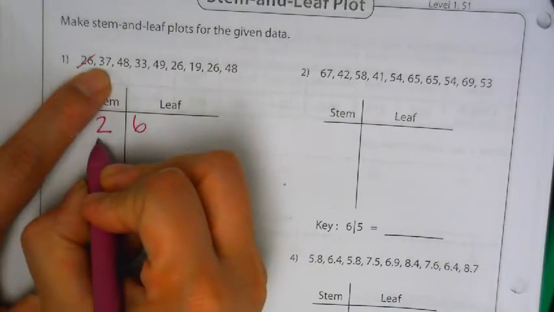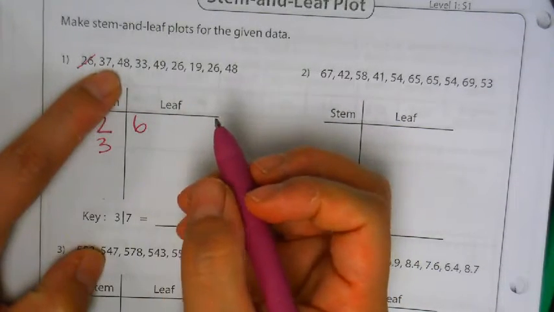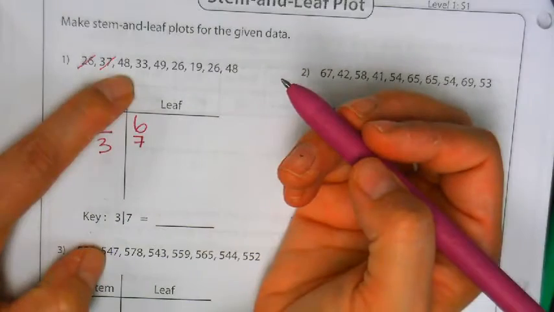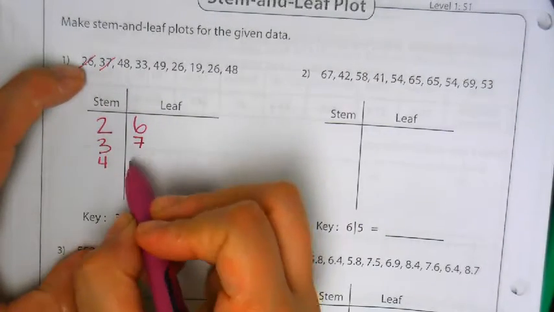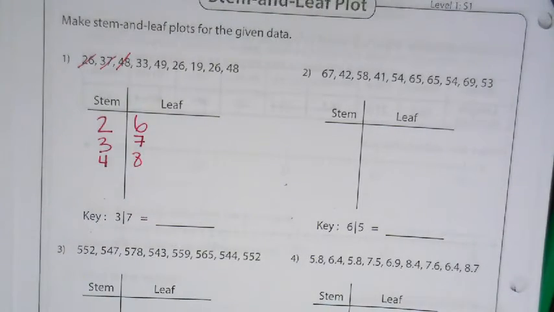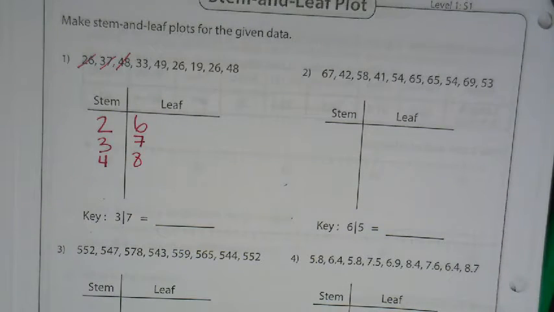So we're going to start a new line. 3. What's the number in the ones? 7. 48. What's the number in the tens? 4. What's the number in the ones? 8. Okay, hold on. Write this down and then stop.